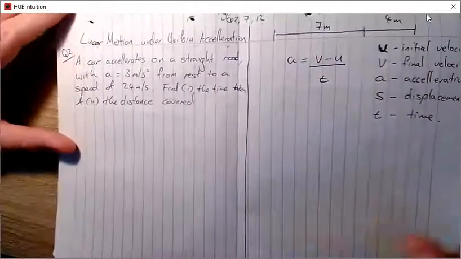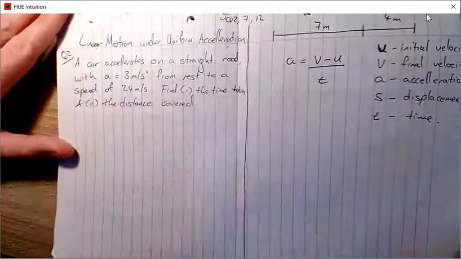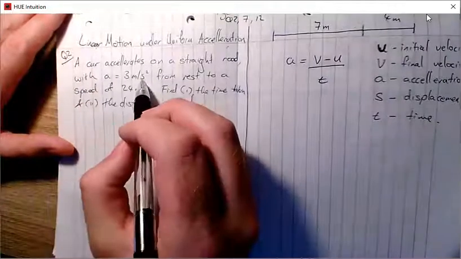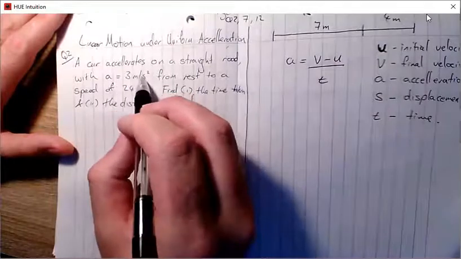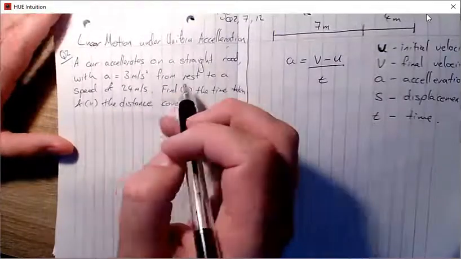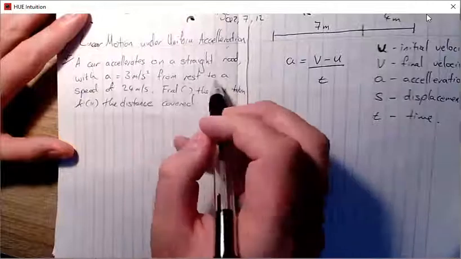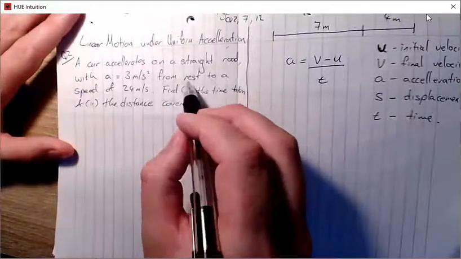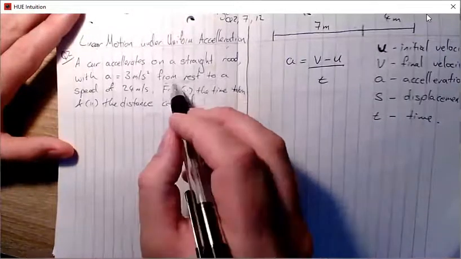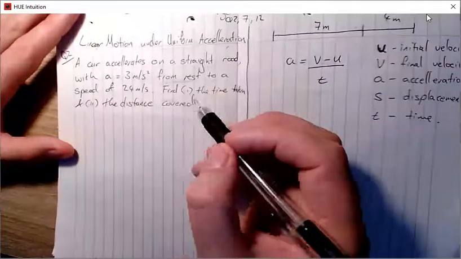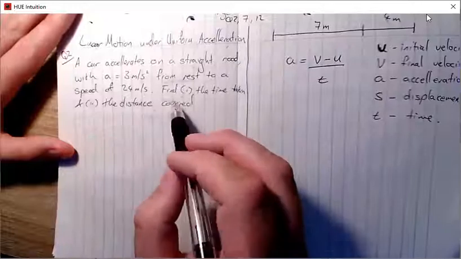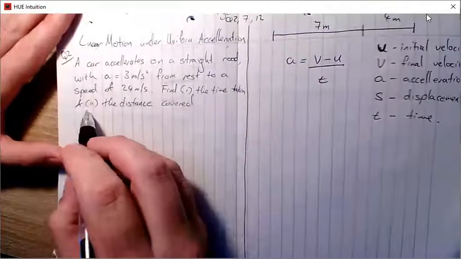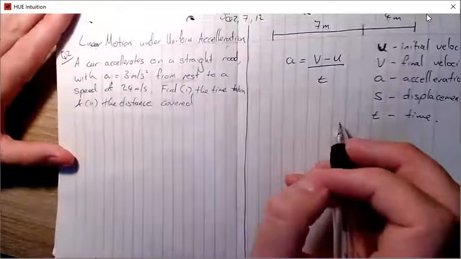A car, this is question 2, accelerates on a straight road with an acceleration of 3 meters per second per second, or 3 meters per second squared. It's speeding up by 3 meters per second with each second. From rest, so its initial speed is 0, and look for that phrase a lot, because you'll often need to translate that into an initial speed of 0, to a speed of 24 meters per second. Find the time taken and the distance covered during this journey.